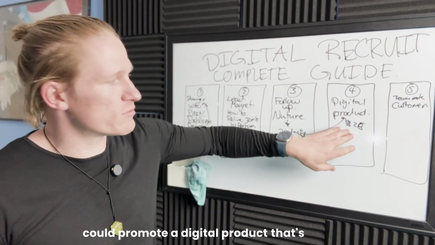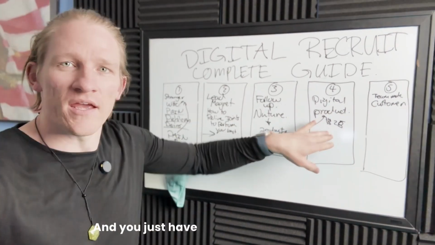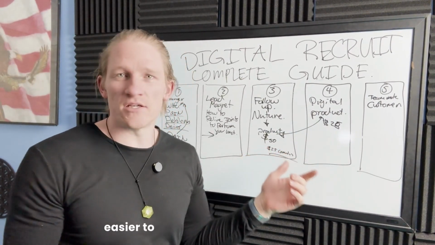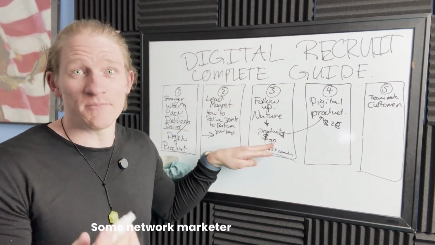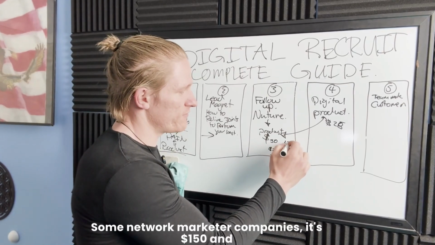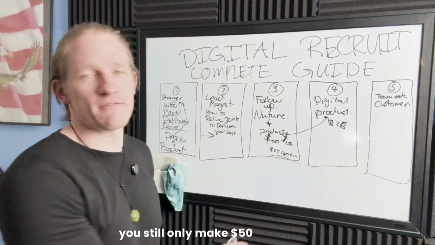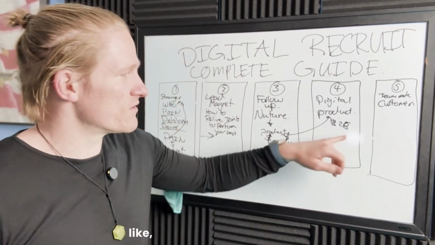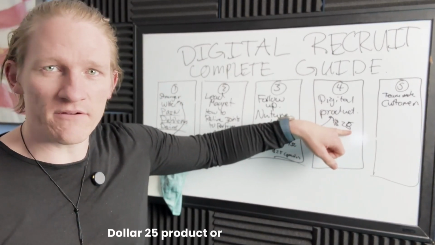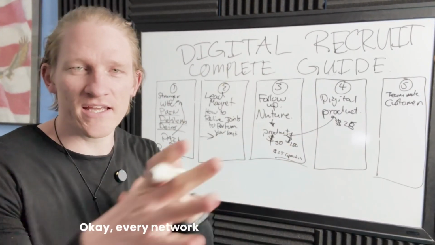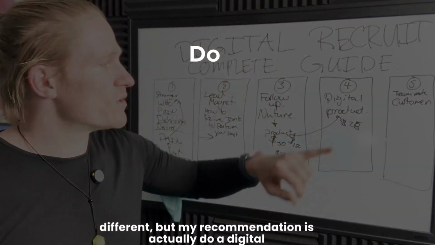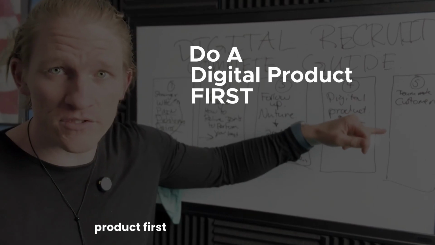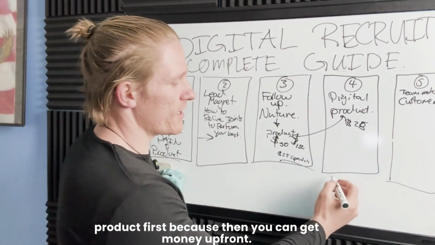You could promote a digital product that's $25, and you just have to think, okay, which would be easier to sell, a $25 product or a $50 product? Some network marketing companies, it's $150 and you still only make 50 bucks or 25 bucks. And you have to think, okay, which is easier to sell, a $25 product or a $150 product? Okay, every network marketing company is a little bit different, but my recommendation is actually do a digital product first, because then you can get money up front.